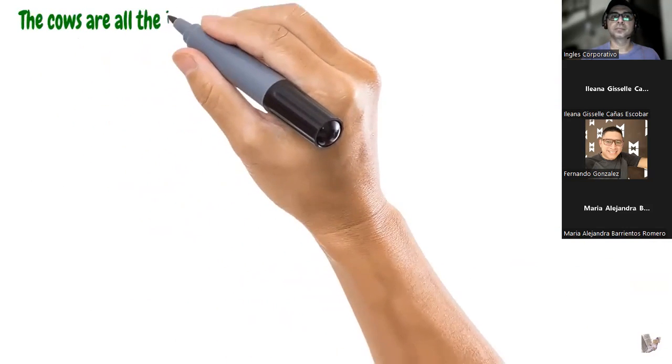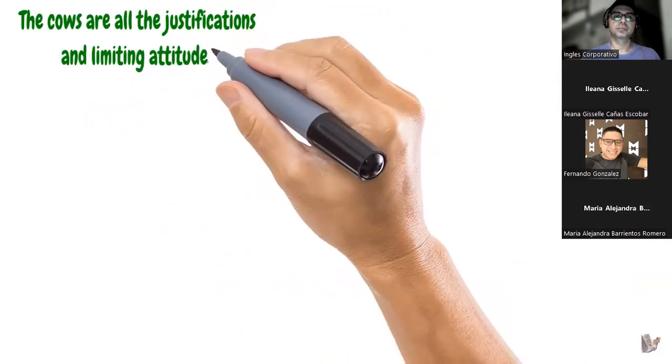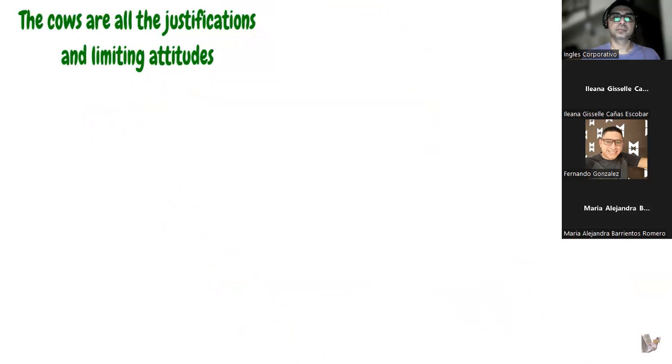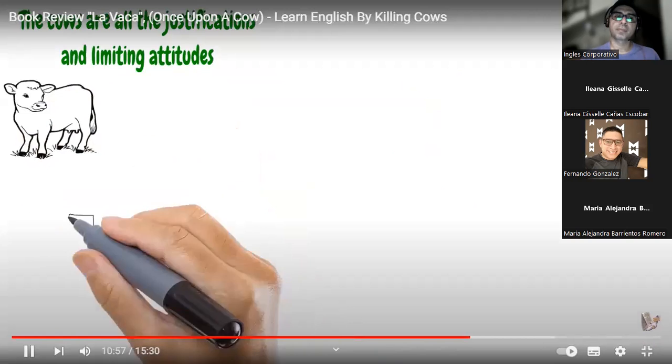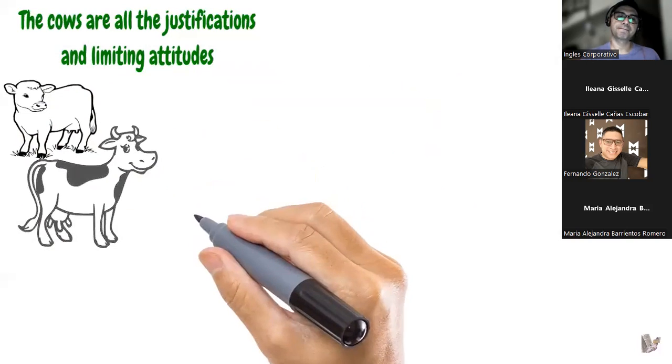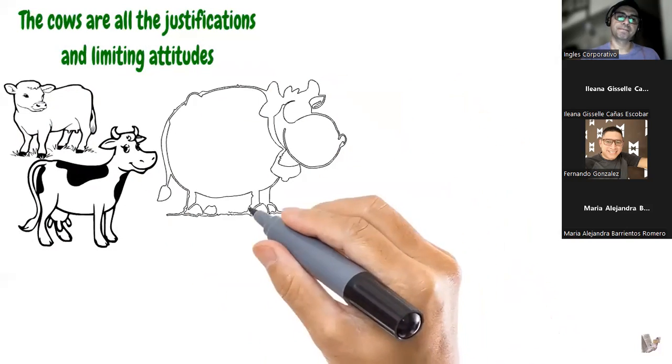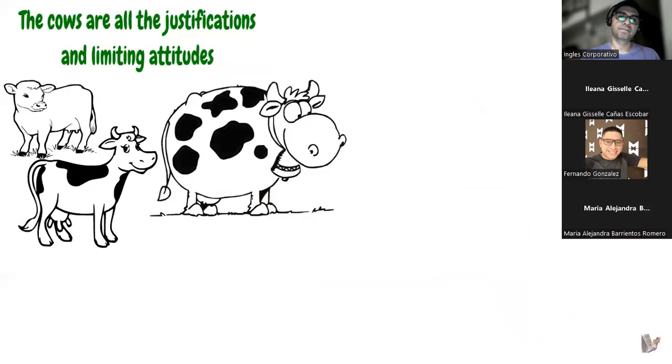The cows are all the justifications and limiting attitudes that you can think about. There are of all the colors, smells, and flavors. There are owned cows, lent cows, and gifted cows by other people. There are little cows, regular-sized cows, and enormous cows that every one of us can have at our care. However, it doesn't matter how innocent this stupid cow looks. It can drown us into a mediocre life without any purpose.